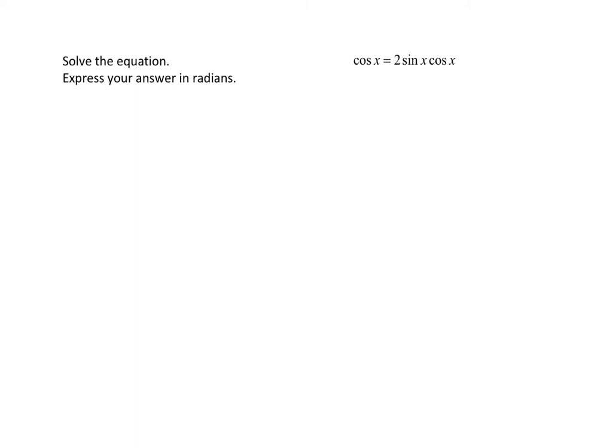In this video, we are solving the equation cosine x equals 2 sine of x times cosine of x, and we want to express our final answer in radians. So this is a trig equation, and I would recommend starting by setting everything to 0, bringing all of the terms onto one side. So whether you want to subtract the cosine x to the right-hand side or subtract the 2 sine x cosine x to the left-hand side, that's up to you.